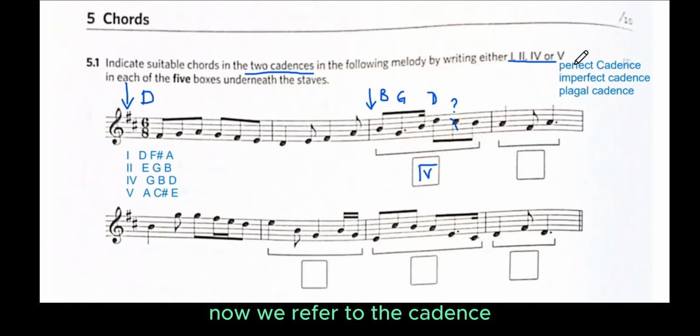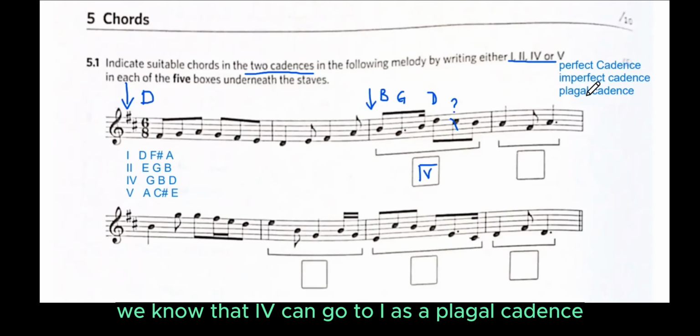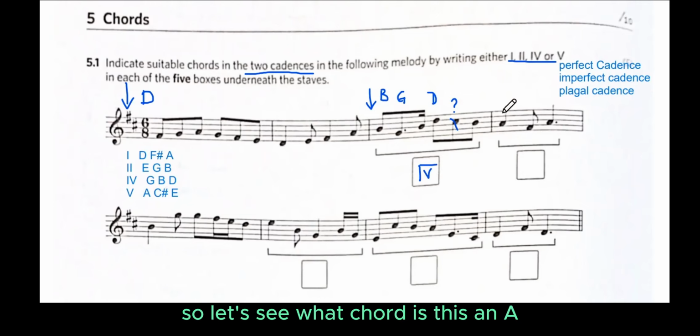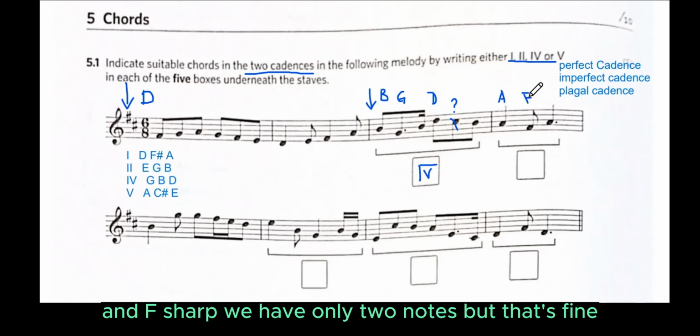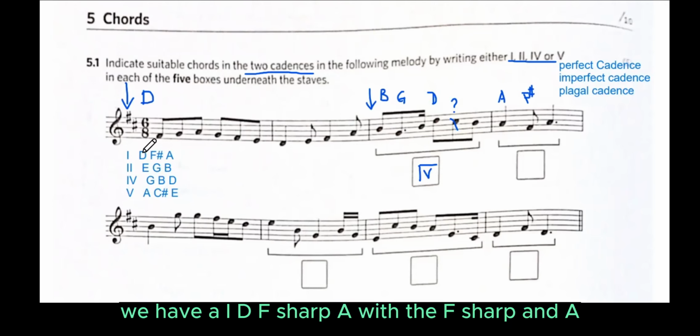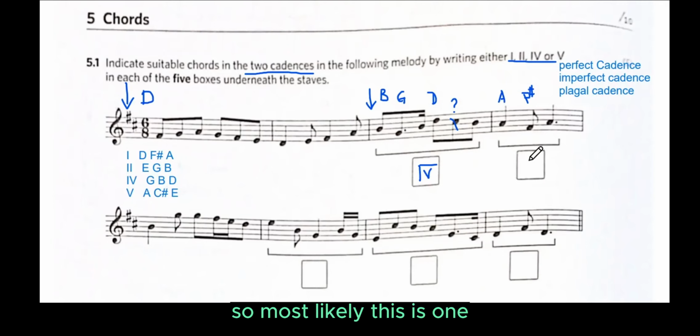Now we refer to the cadence. We know that 4 can go to 1 as a plagal cadence, or 4 goes to 5 to make an imperfect cadence. So let's see what chord this is. An A and F sharp. We have only 2 notes, but that's fine. This A is a repetition. Let's look at the chords. We have a 1, D, F sharp, A, with the F sharp and the A. So most likely this is 1. Here is the plagal cadence.